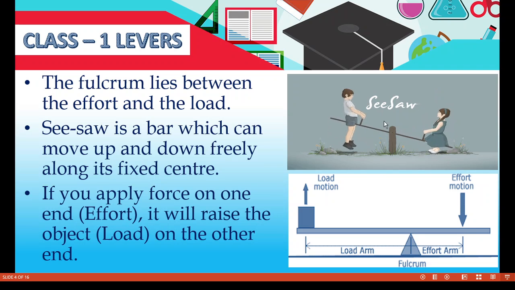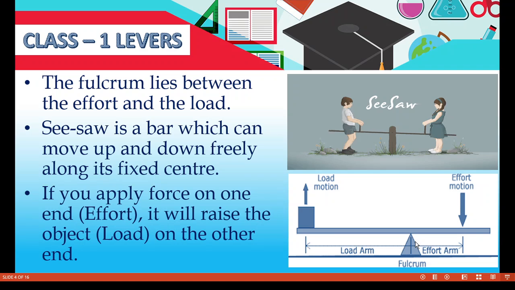So this seesaw is the best example for class 1 levers. Here the fulcrum, that is the fixed point, or otherwise you can also call it a pivot, lies between the effort and the load. So seesaw is a bar which can move up and down freely along its fixed center. Here this is the fulcrum, and the load is placed on one end and the effort is placed on the other end.